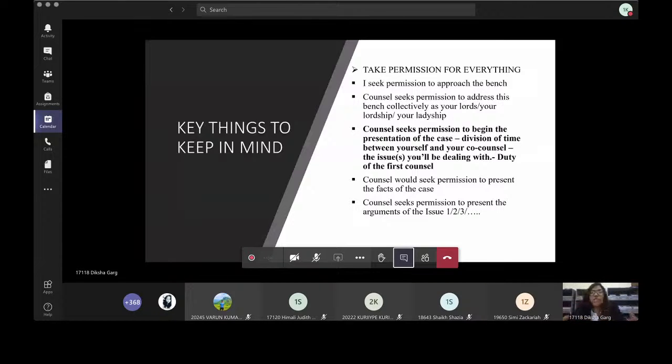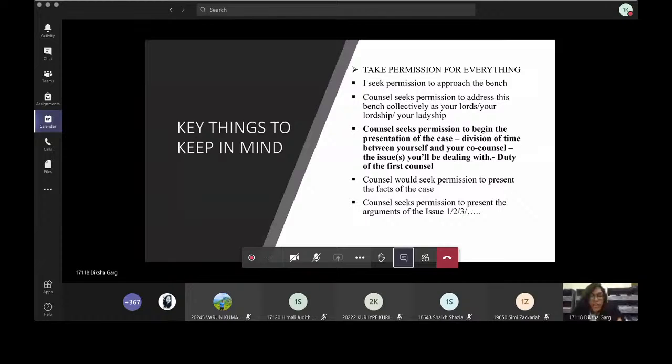For instance, you may say something like this: may it please your lordship to also note that the counsel on behalf of the petitioner would be dealing with issues 1 and 2 and has a time limit of about 6 minutes, and the co-counsel will be dealing with issues 3 and 4 and has a time of 6 minutes. Additionally, if you're combining issues and presenting, kindly mention it within this part. So this is your introductory part.